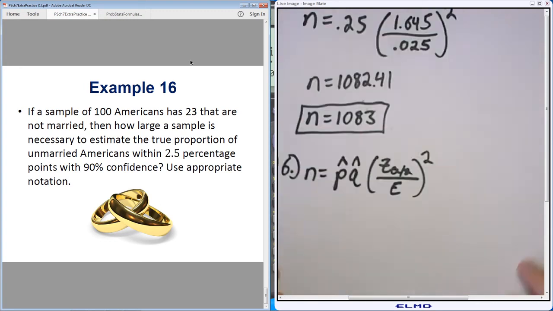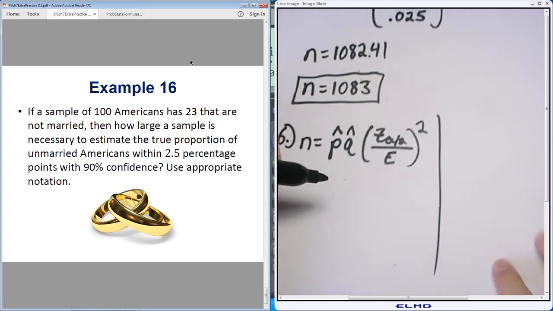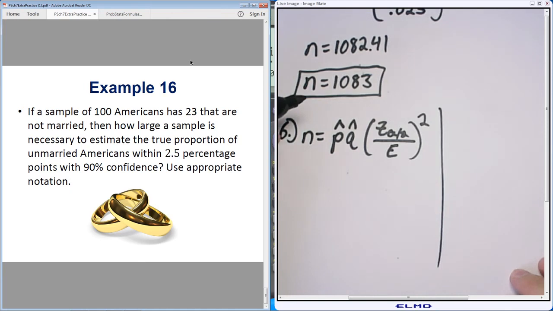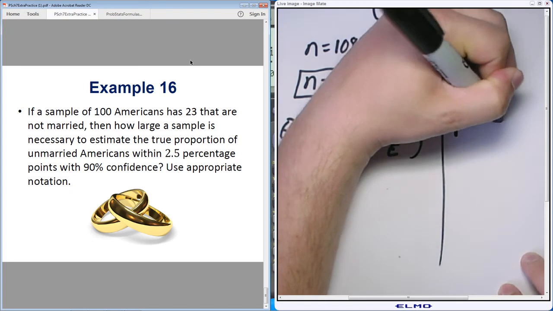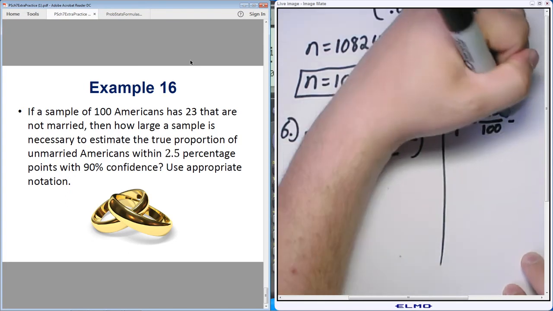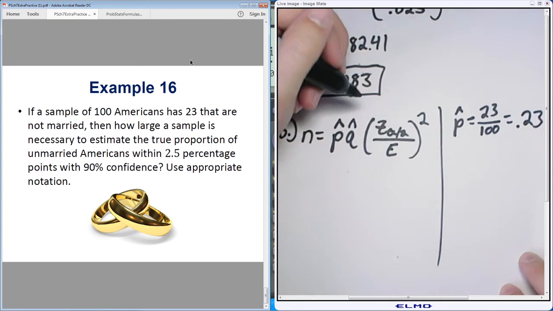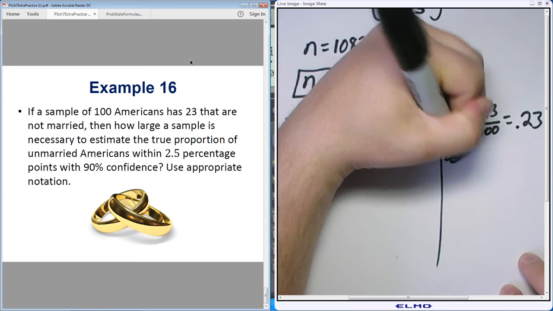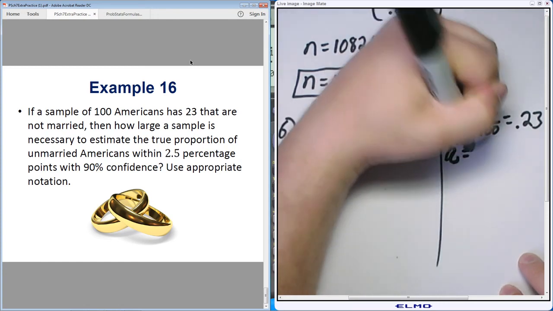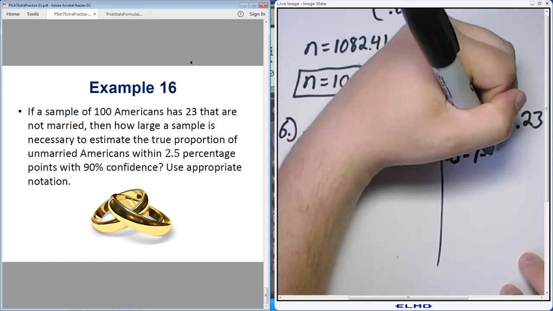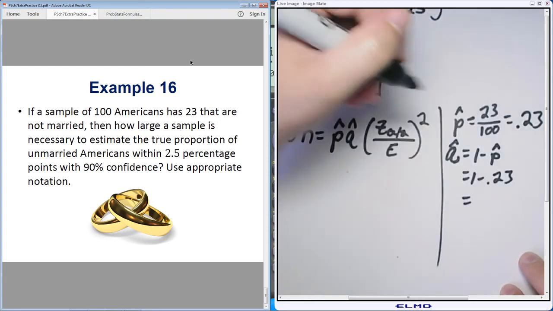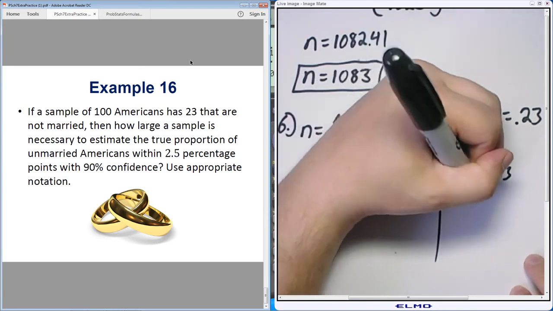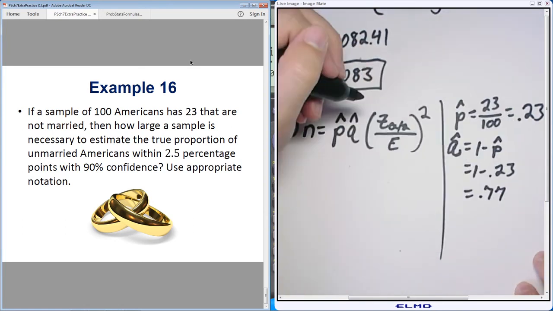So what is p hat? I'm going to think over here to the side. Your sample proportion was 23 out of 100, which is 0.23. Okay, well what's q hat? Q hat is 1 minus p hat. That's 1 minus 0.23, which is going to be 0.77.